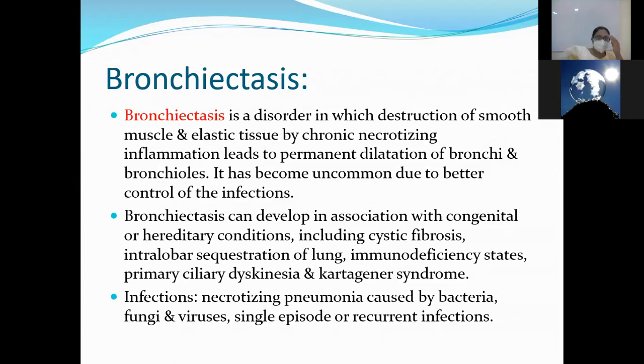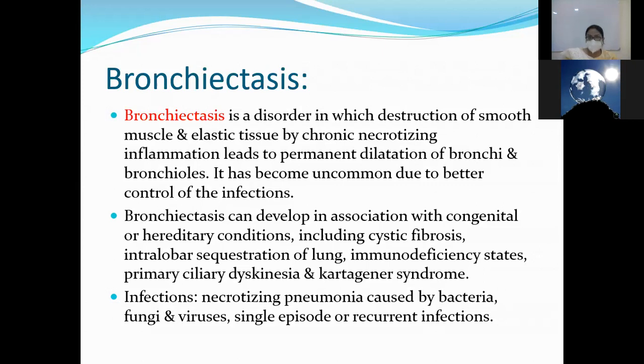Okay? Beta, one thing is important: in emphysema, there is destruction of airway walls, and in chronic bronchitis there is increased mucus production, and chronic cough is responsible for that. In asthma, there is an immunological response, a reversible, chronic condition, type 1 hypersensitivity reaction, and bronchiectasis is basically due to infection. In which there is a destruction of smooth muscle and elastic tissue by chronic necrotizing inflammation leading to permanent dilatation of the bronchi and bronchioles. Okay, it has become uncommon due to better control of infection. Clear?